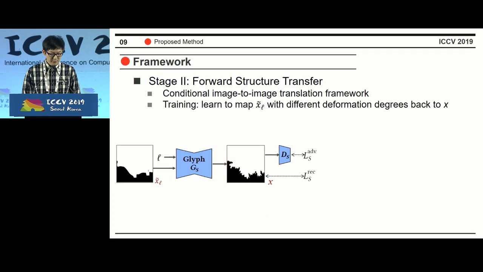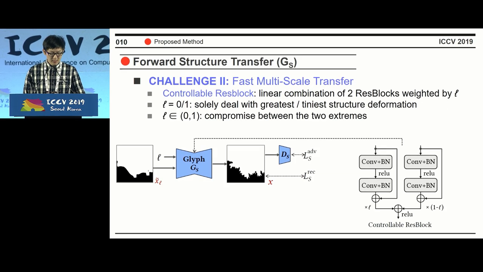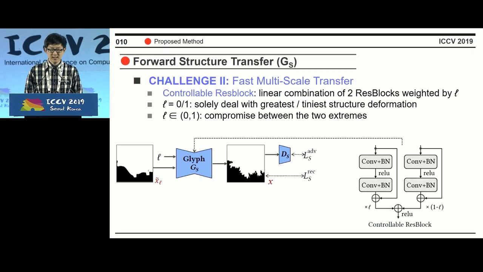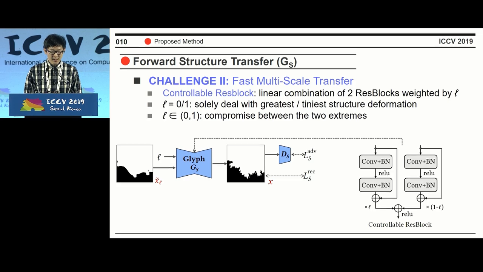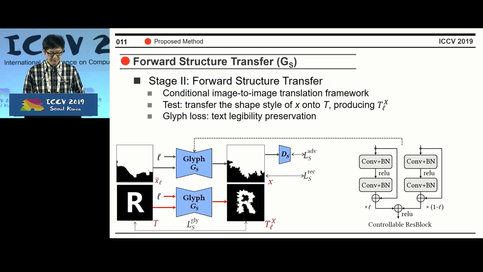In the second stage, we train network GS to map sketchy structure maps of different simplification levels back to the original structure map. We empower GS with the proper controllable ResBlocks to learn the challenging multi-scale transfer. It is a linear combination of two ResBlocks weighted by L. When L equals 0 or 1, controllable ResBlocks degrade into the original ResBlocks and solely deal with the tiniest or greatest shape deformation. Meanwhile, when L is between 0 and 1, GS learns to compromise between the two extremes.